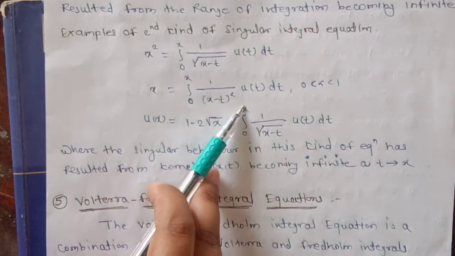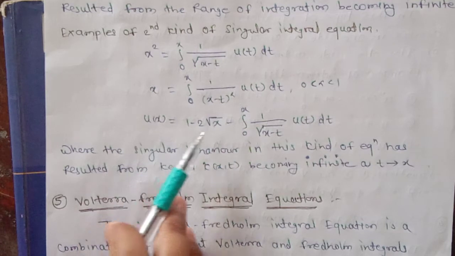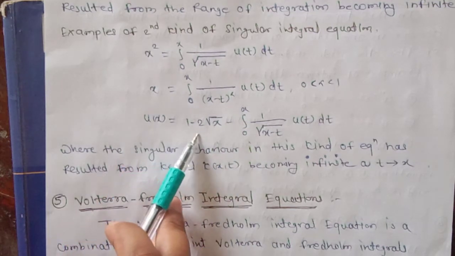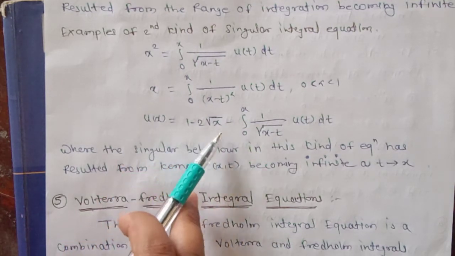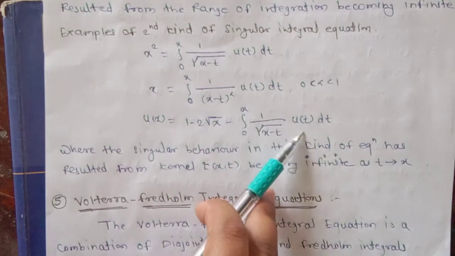So here the limit is also infinity. Okay, so this is also a singular integral equation. And the last one: u of x is equal to 1 minus 2 root x minus the integration from 0 to x of 1 divided by under root of x minus t, u of t dt.